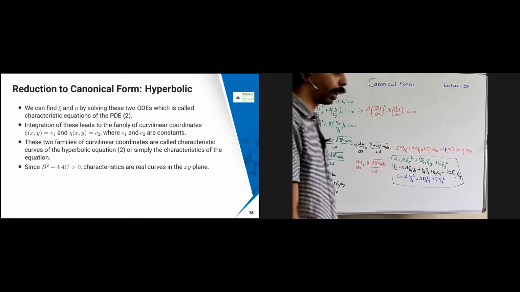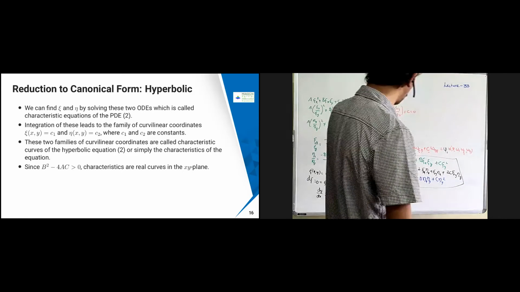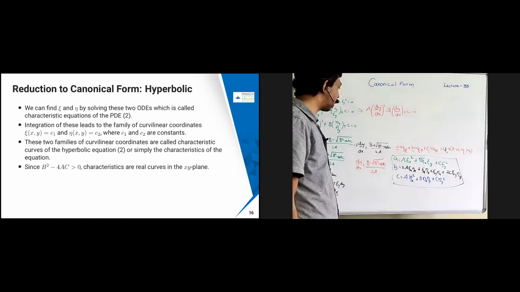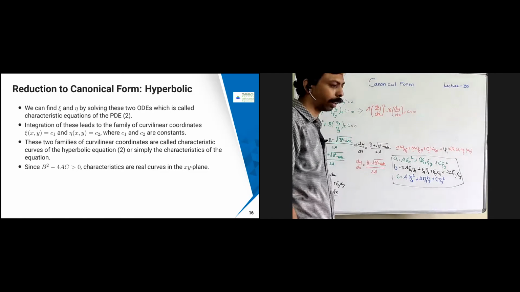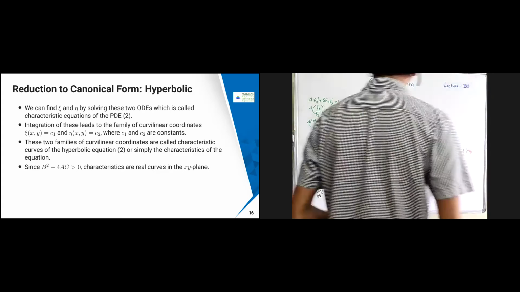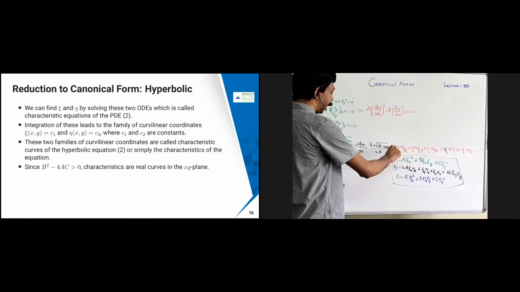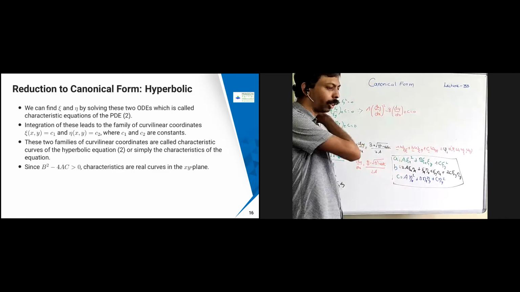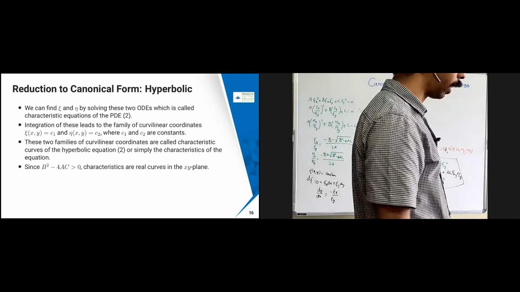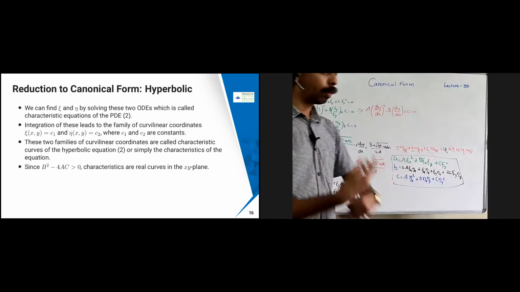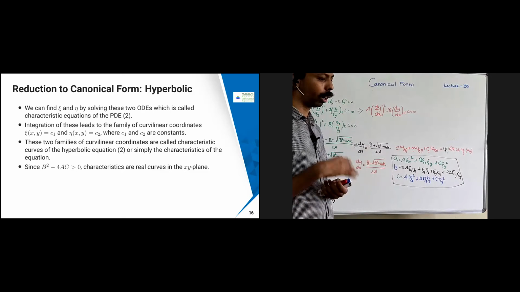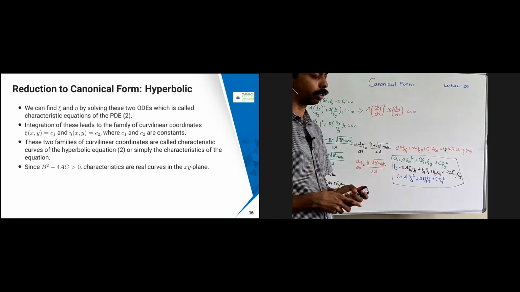So once we find the chi and eta, we can find them by solving these two ODEs, which are called the characteristic equations of ODE. This is called characteristic ODE, and this is also called characteristic ODE. If you integrate these two, you are going to get a family of curves, because there will be an integrating constant. So a family of curvilinear coordinates will come, depending on your C1. You can play around with your C1 differently, and that is going to be your curvilinear coordinates. Here C1 and C2 are constants.